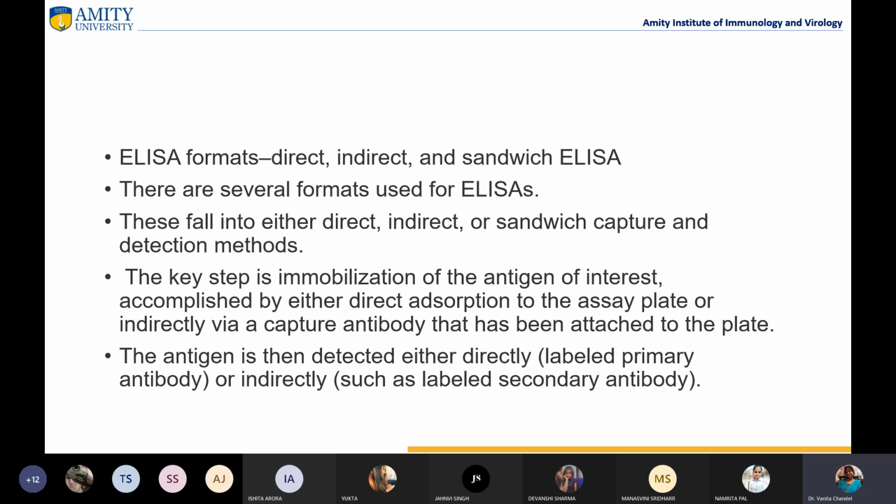So sometimes we add a capture antibody and then we add the antigen, and then a secondary antibody is added. Antigen is then detected either directly through a labeled primary antibody or indirectly, such as if our primary antibody is not labeled, then we use a secondary antibody which is labeled with the enzyme conjugate.